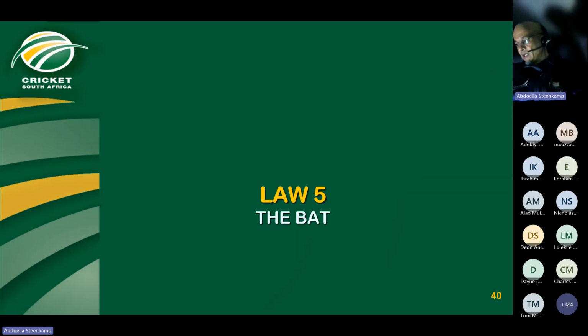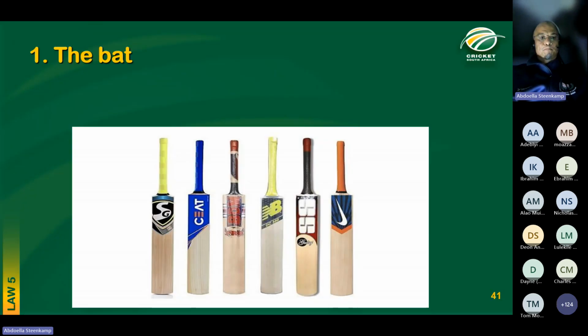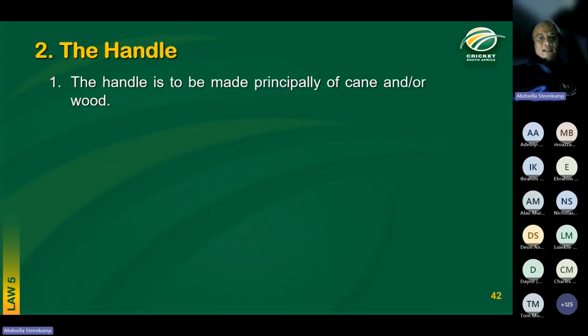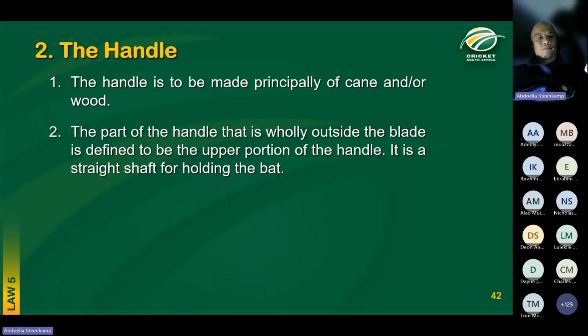The last law that I'm covering for the evening is the bat. The bat consists of two parts. You have the handle, and then there's the blade. When it comes to the handle, the law tells us that the handle is to be made principally of either cane and or wood. The part of the handle that is wholly outside the blade is defined by the law as the upper portion.